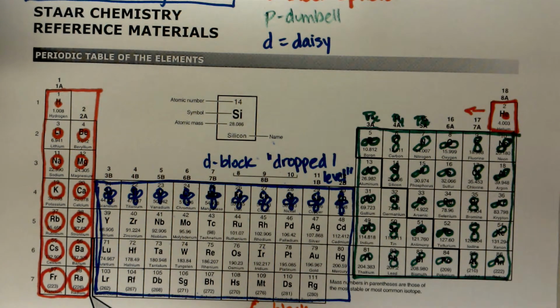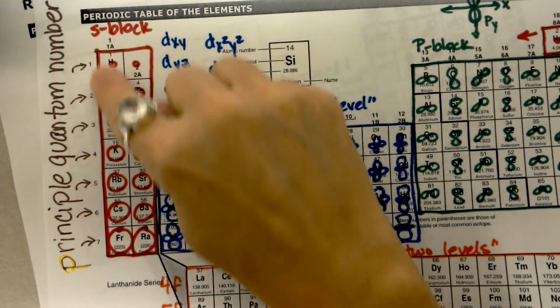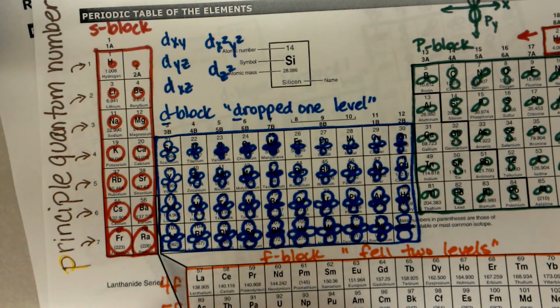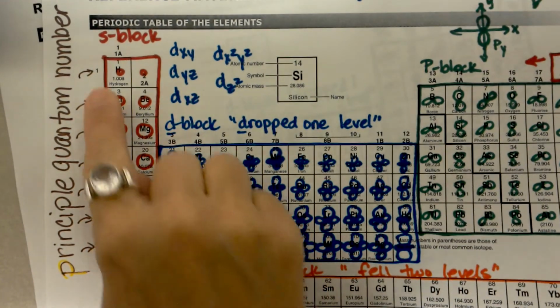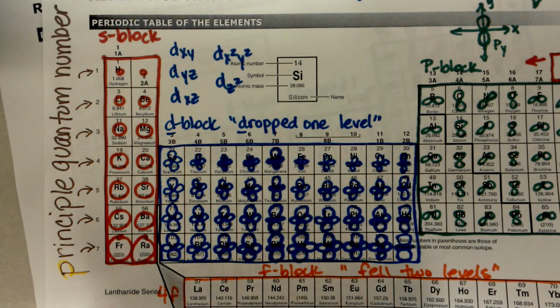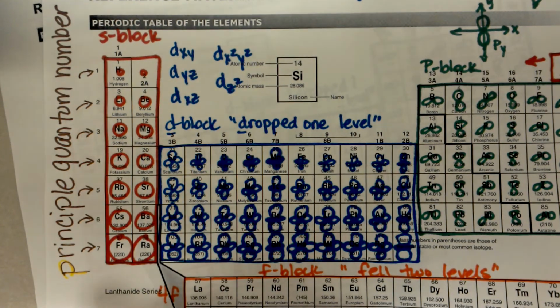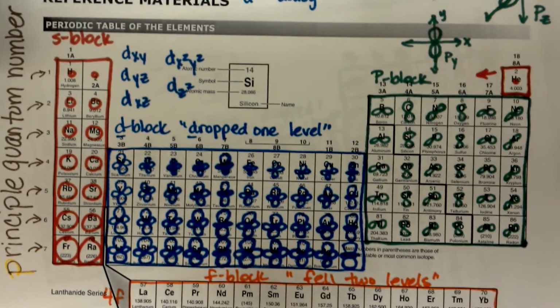Now, finally, I want to point out before we stop is that the principal quantum number that we talked about earlier with the Bohr model is this number on the periodic table, and we're going to use that later. So this 1 is the lowest energy level, and that's the lowest quantum number. 2 is the next energy level, and that's the next quantum number. 3, 4, 5, and so forth.